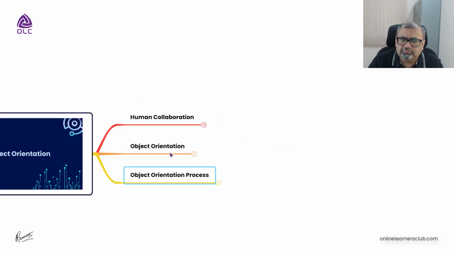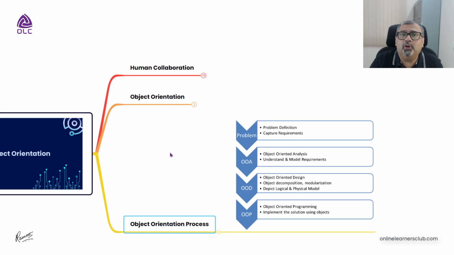So in order to achieve this object orientation, we have to follow a process. Again, we have a problem where we capture requirements. The standard methodology is that once you have a problem defined, you capture the requirements, all the things associated with that particular problem that needs to be solved. And then we have something called object-oriented analysis. Object-oriented analysis is about understanding the problem and then modeling the requirement.